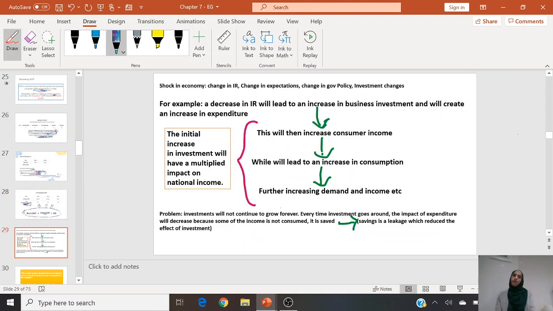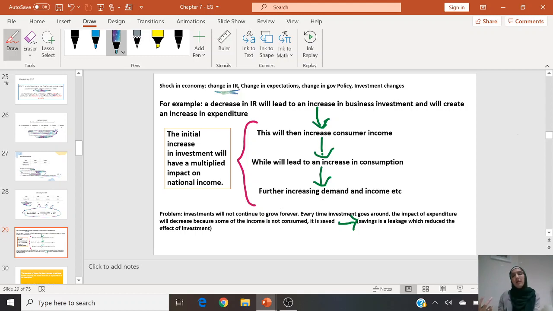Now, let's assume there was a shock in the economy. Now, a shock in the economy doesn't necessarily have to be a negative shock. It could also be a positive shock. For instance, changes in interest rates. The government decides to decrease interest rates. That's going to make people very happy because that means that they can borrow more money and they can spend more, right? So that's going to be a shock in the economy in terms of how people feel about it.